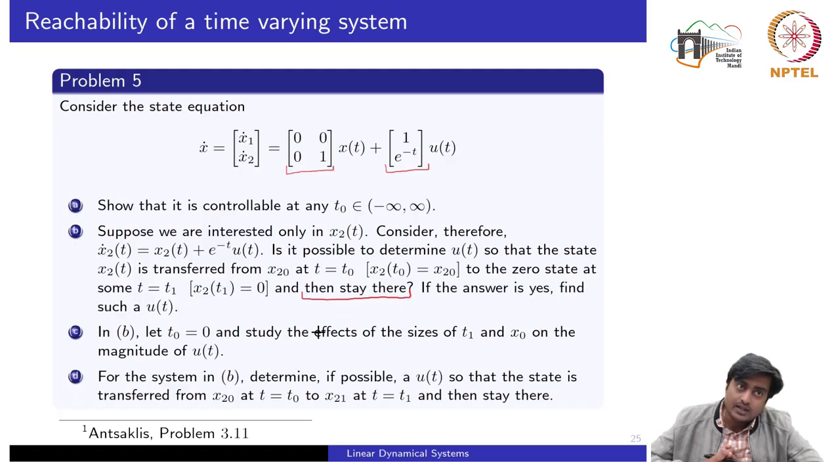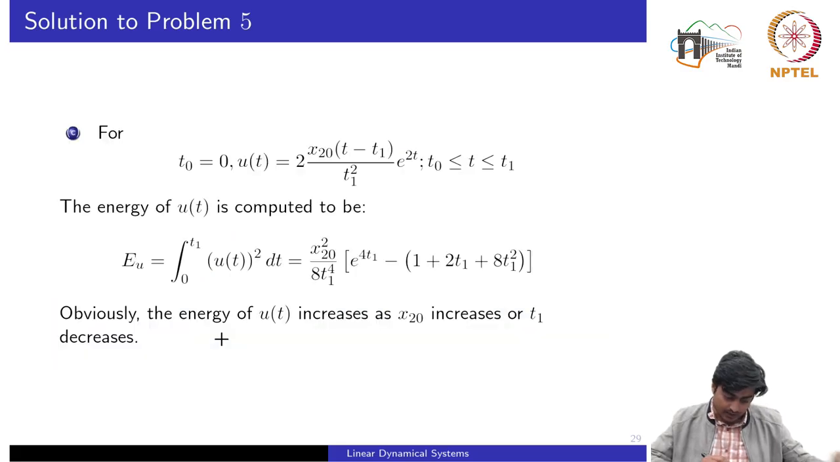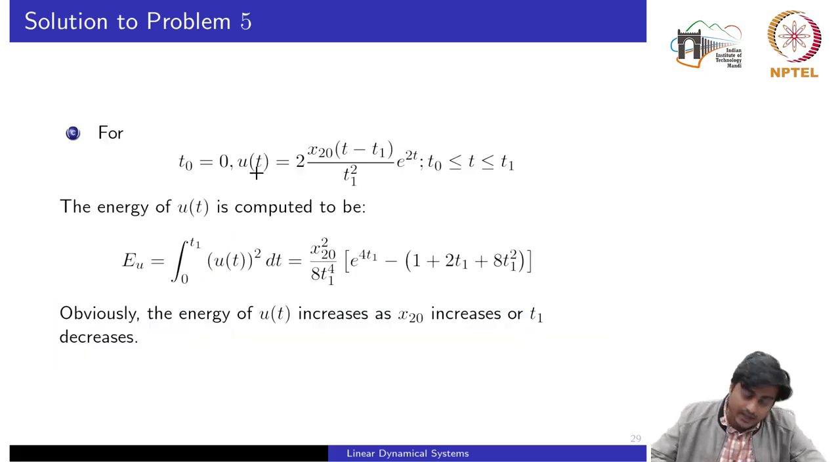Why? Because now there is more time in which we need to ensure that the system reaches the origin. So the control actions could be slower instead of being faster. So let's see. For T naught equal to 0, we already have the control input which we have computed. If I compute the energy from 0 to T1, because after T1 it would be 0, and compute this finite integral, we get a formula in terms of T1 and x2 naught.